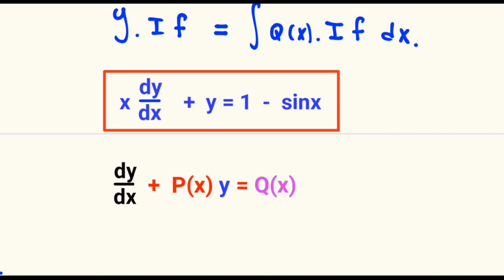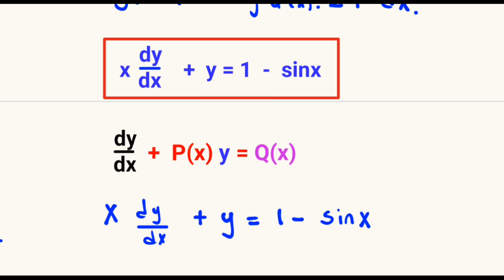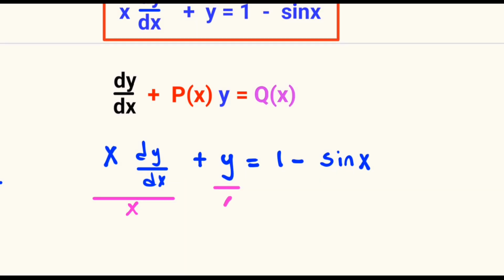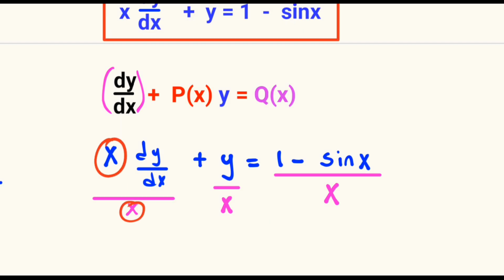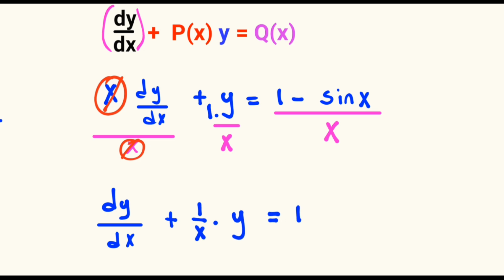So for our first question, we have to evaluate this general solution. So we have to divide both sides of this equation. We have x multiplied by dy divided by dx plus y, which is equal to 1 minus sin x. We divide through this equation by x so that we make sure that we only have dy divided by dx alone and not attached to any variable or constant. So x divided by that x will be equal to 1, so they will cancel out, such that we'll have dy divided by dx plus 1 over x multiplied by y, which will be equal to 1 minus sin x divided by x.